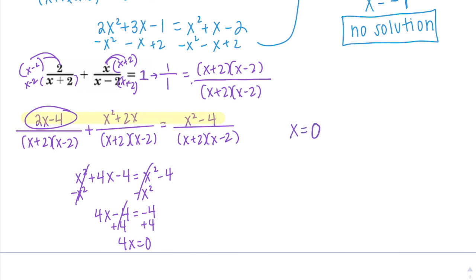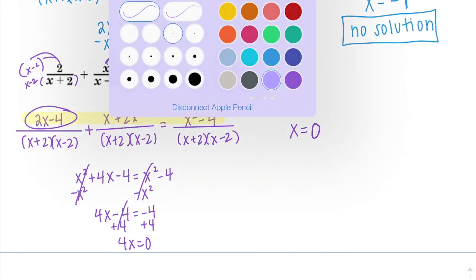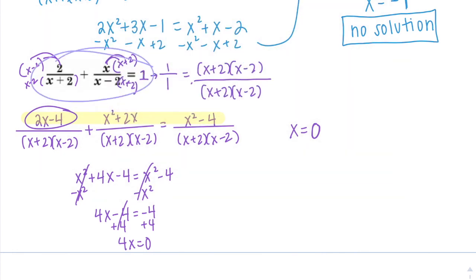Which, remember, you can't have 0 in the denominator, but 0 might actually work out as a solution. So when I go to check this, plugging it back into my original, 2 over x plus 2 is 0 plus 2. 0 plus 2 is 2, so 2 over 2 is 1, plus x over x minus 2. Well, if I plug in a 0, 0 over 0 minus 2, 0 minus 2 is negative 2. 0 over negative 2 is just 0. 1 plus 0 is 1. So my solution works out.